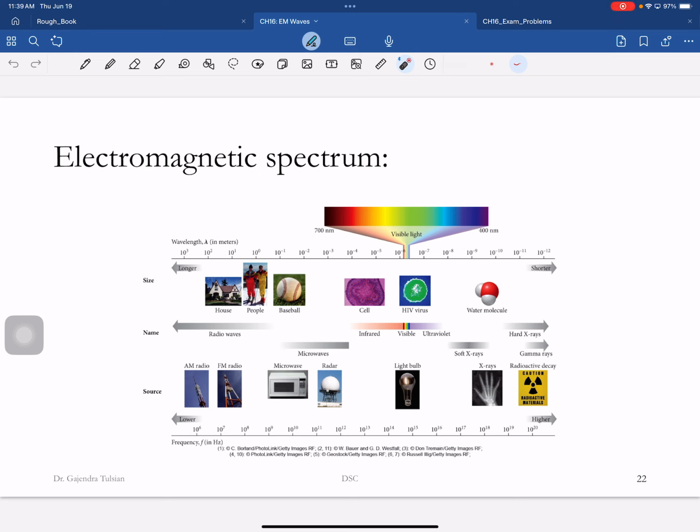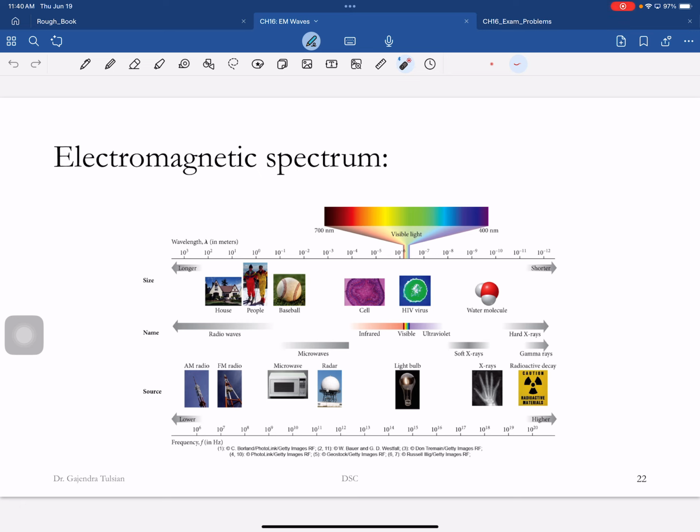So all these guys are electromagnetic waves. Okay, so all their nature is the same. AM radio, FM radio, microwave, radar. Okay, visible light, X-rays, gamma rays. Okay, UV light. So here's the visible light. Okay, so these are all arranged in order of decreasing wavelength.